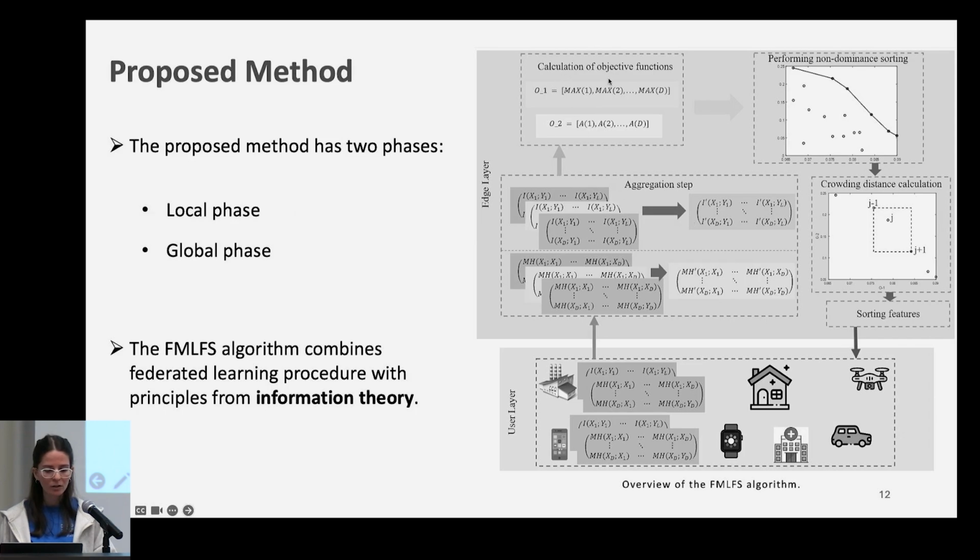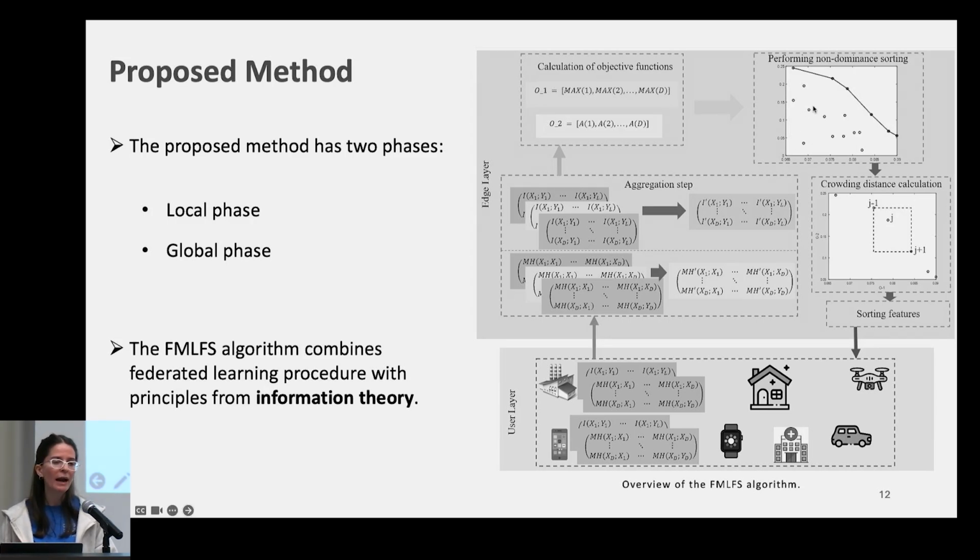Then we calculate the objective functions based on these two matrices, and we use the non-dominated sorting algorithm to assign a Pareto number to each feature. For example, here we have the first Pareto front, and the second Pareto front should be here. This line is the first Pareto front. We assign each feature a Pareto number, and then we calculate the crowding distance for each feature and assign a crowding distance to each feature as well.